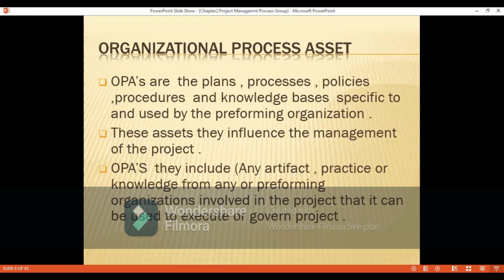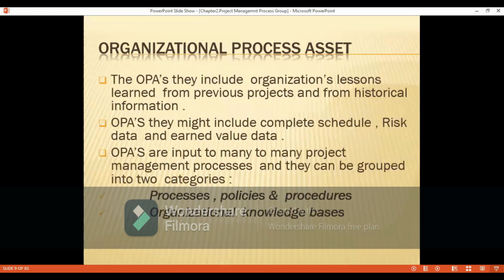So organizational process assets, which we talked about, are used for historical records. They provide the plans, processes, policies, procedures and knowledge base of a specific performing organization, and those assets contribute to the influence on the project. They include artifacts, practices and knowledge of the performing organization that can be used to govern or execute a project. So the OPA includes all the lessons learned, the historical records, and information about your schedule, your risk data, your earned value data. OPA includes the policies and procedures and the corporate knowledge base.